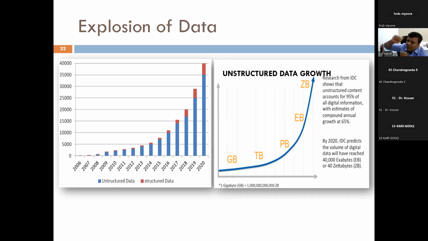For example, the first row contains Dr. Kariguli's information and so many columns. The second row contains Dr. Vani Madam's information, so many columns. The third row contains Dr.